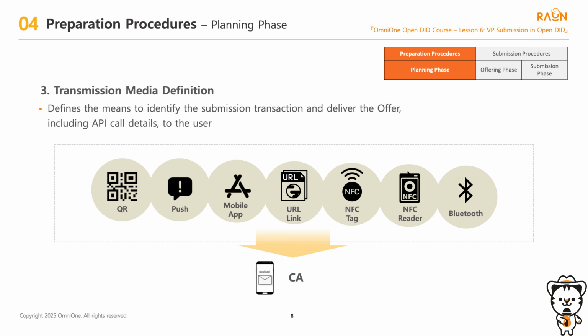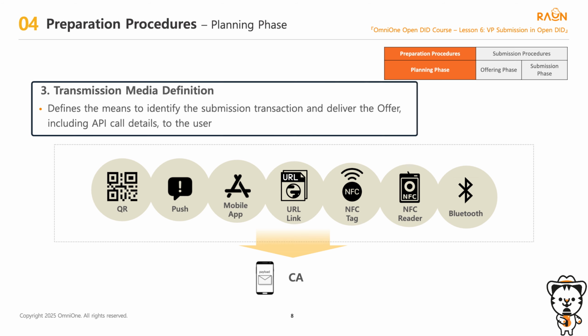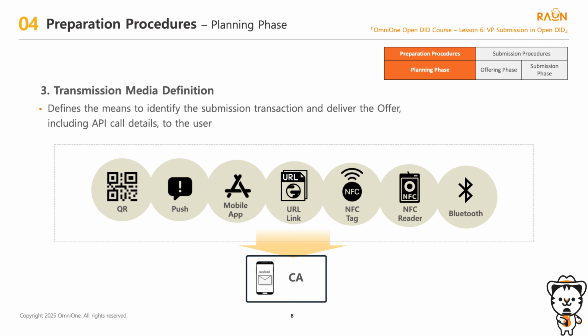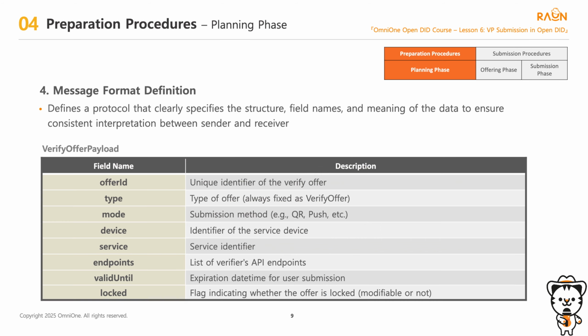Next is the transmission media definition stage. This is where the verifier defines the delivery method for the submission offer in advance. As I'll explain in more detail later, for a user to submit a VP, an offer must first be sent from the server. The user then submits the VP based on this server-sent offer. So, what's important here is defining the method through which the offer will be delivered to the user. This delivery method could be, for example, a QR code or a push notification, among other options. Ultimately, the offer is delivered to the user's authorized app through this defined delivery method.